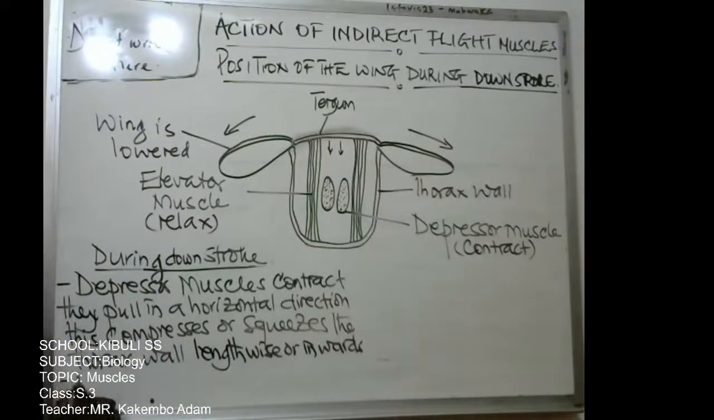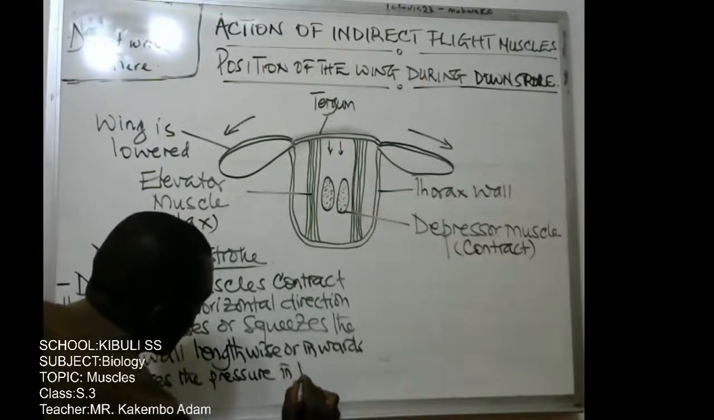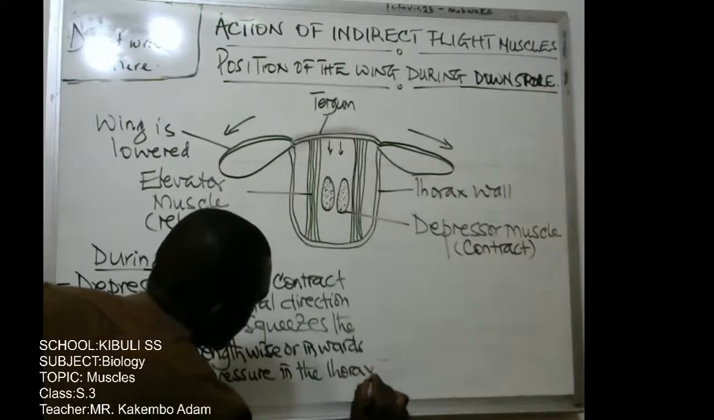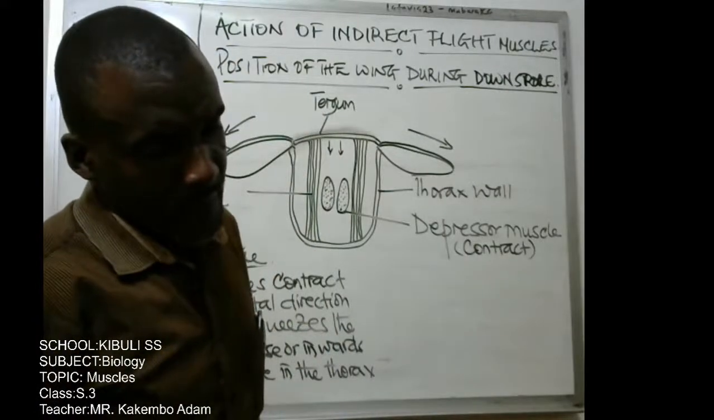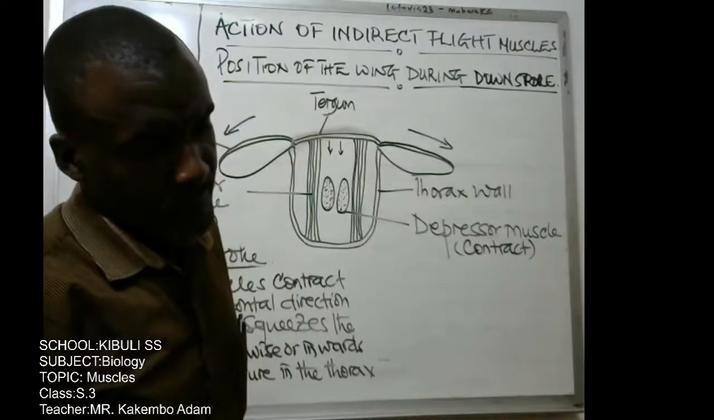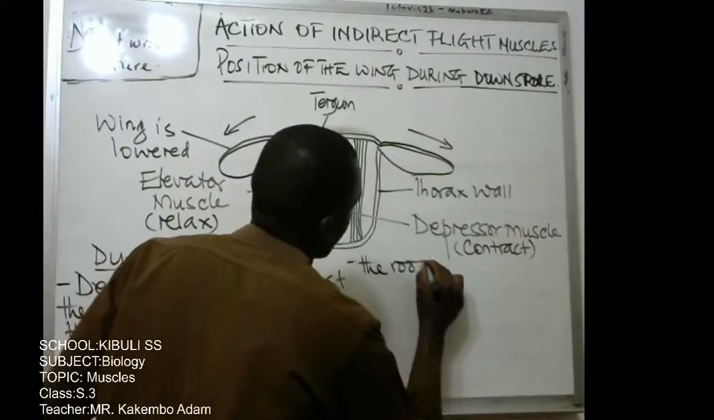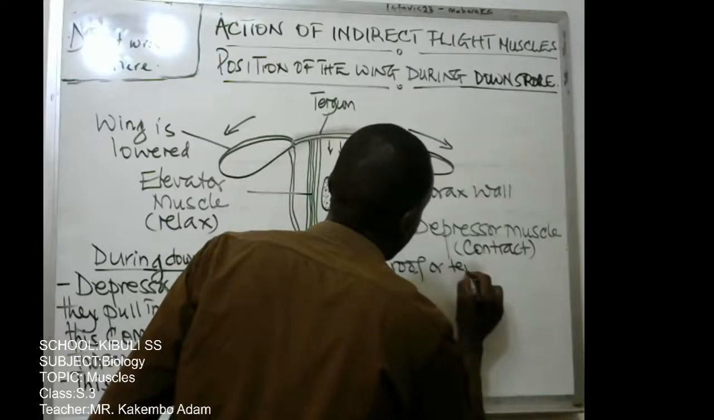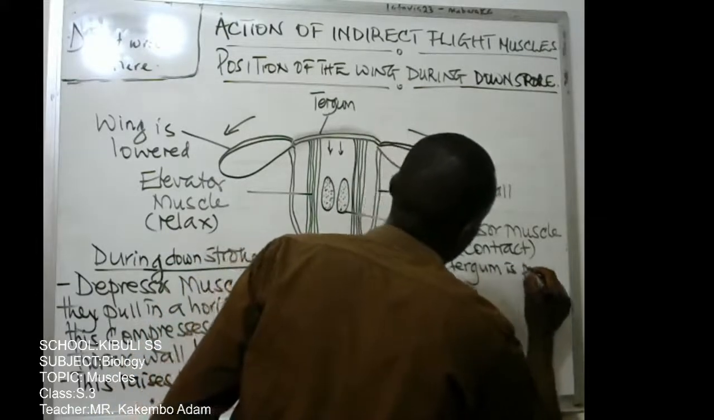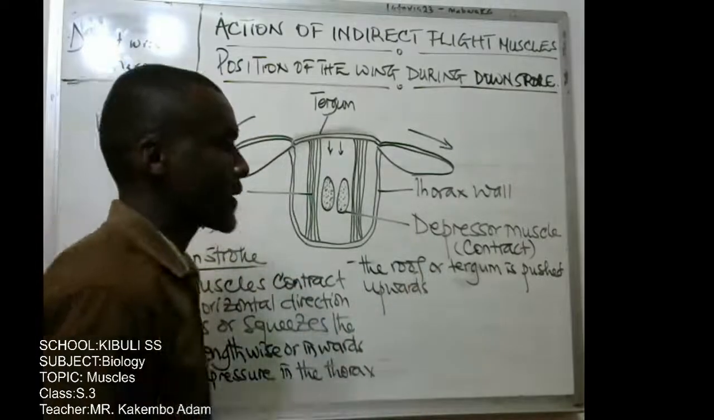This raises the pressure in the thorax. When pressure is raised in the thorax, the roof, or the diaphragm, is pushed upwards.